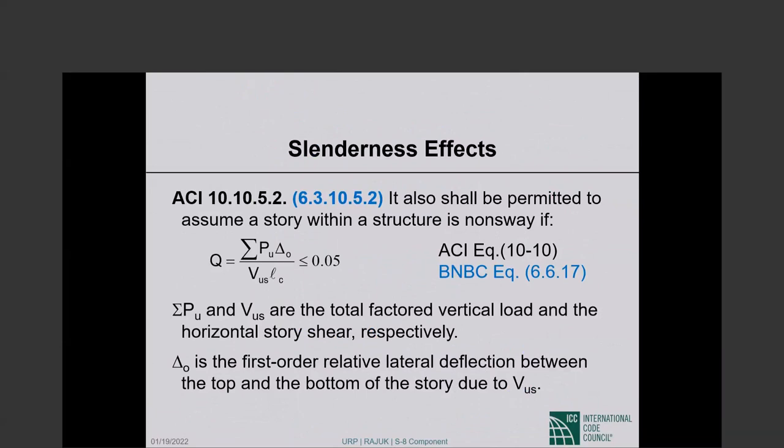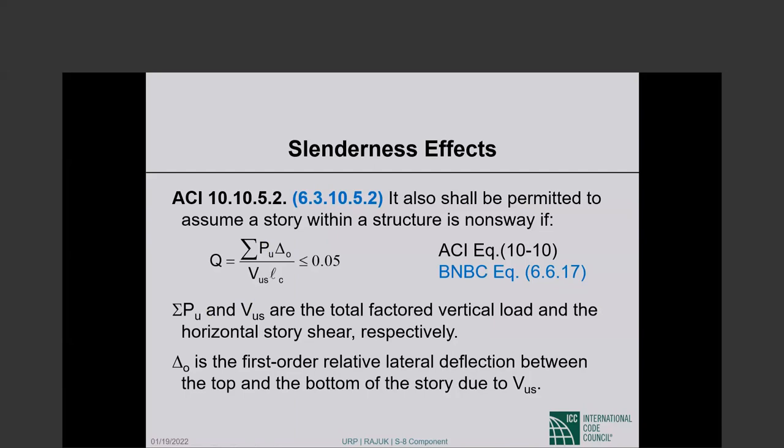first order moment. It is also permitted to assume a story within a structure is non-sway if the stability index Q is less than or equal to 0.05. Okay. So that number again is 5%. The summation of P sub U and V sub US are the total factored vertical load. Summation of P sub U are the vertical loads on all the columns in the story. V sub US is the story shear.